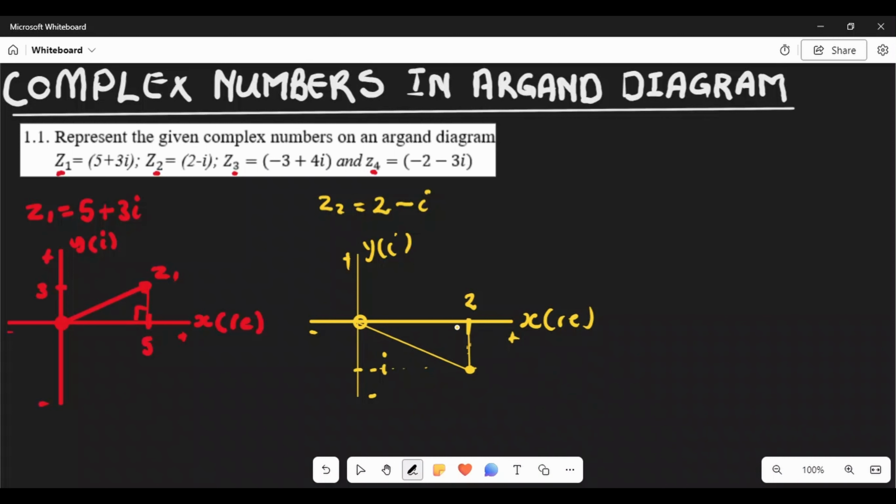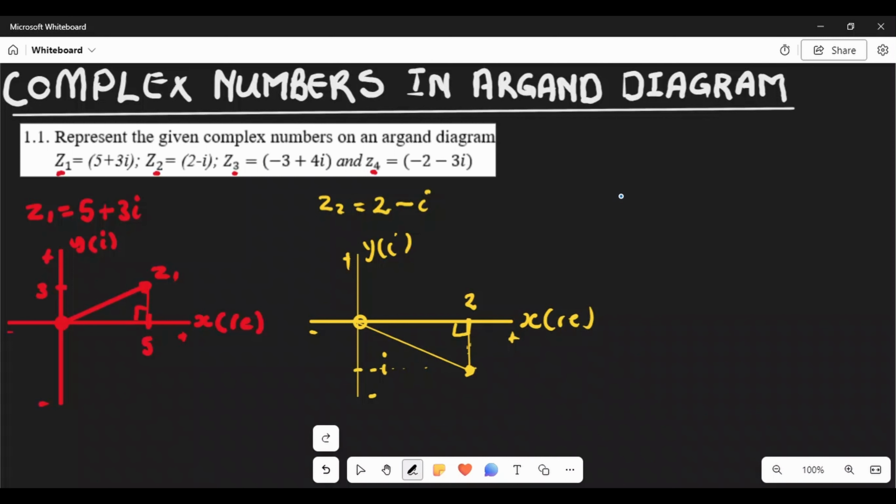As you can see, this now is our right angle triangle. This is now the representative of Z2 in an Argand diagram. All right, I hope you can understand, guys. So let's continue. It's time for us to do Z3.